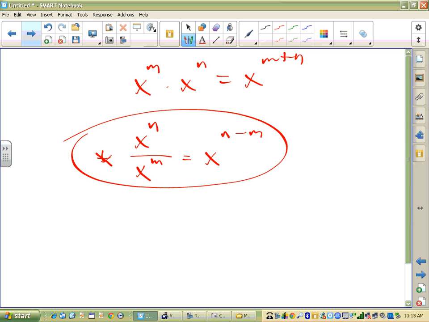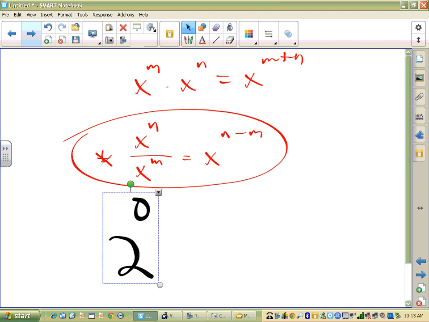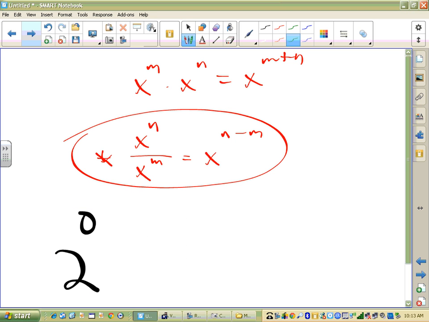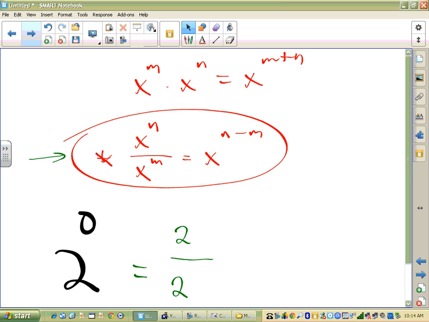Okay, let's consider the number 2. I love the number 2. Let's consider what 2 to the power 0 really means. If we raised 2 to the power 0 and we kept in mind this rule here, that means what we would have is going to be a fraction. It's going to be 2 to some power divided by 2 to some other power.